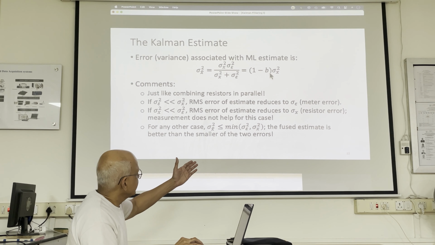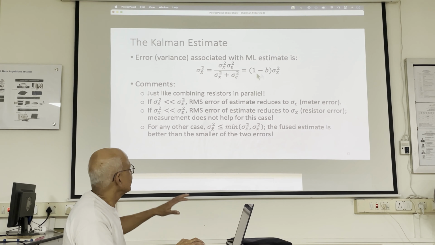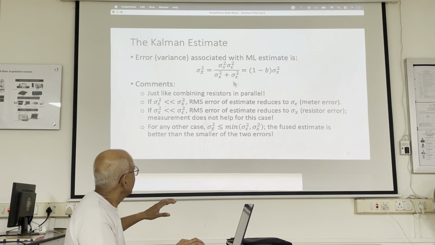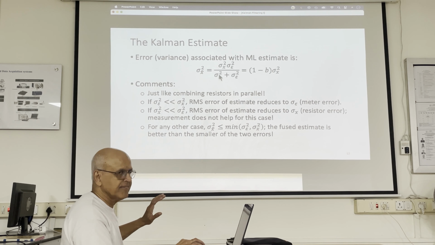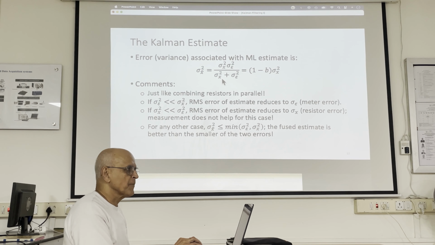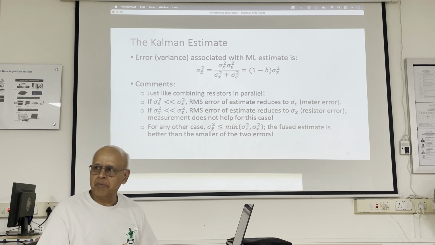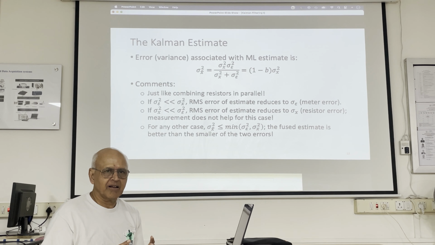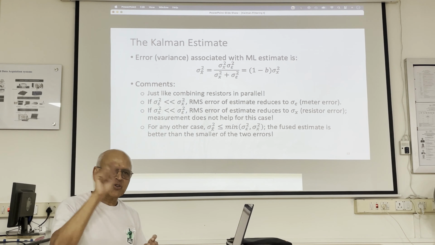Now, it can also be written like this, but I'm not interested in that. This can be manipulated in that form. This is the form that gives you a lot of intuition. Now, how many of you remember how to combine two resistors in parallel? You remember that? R1, R2 by R1 plus R2?